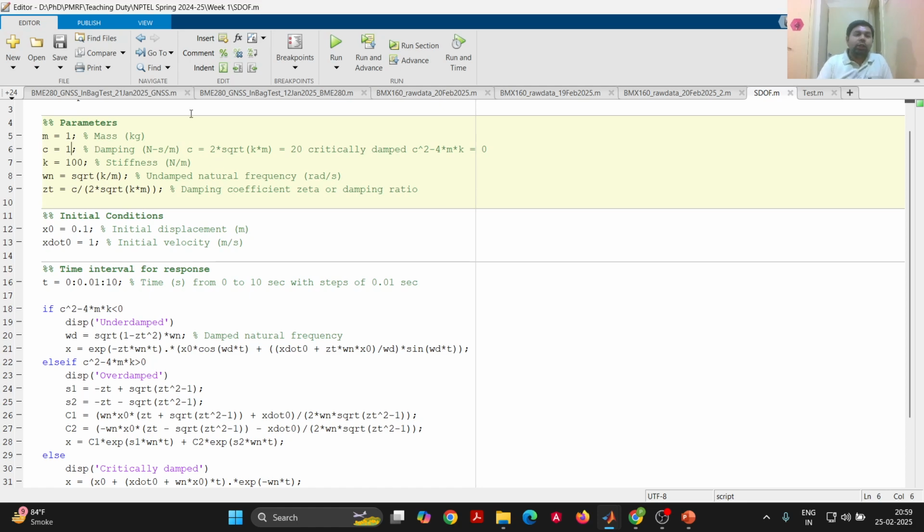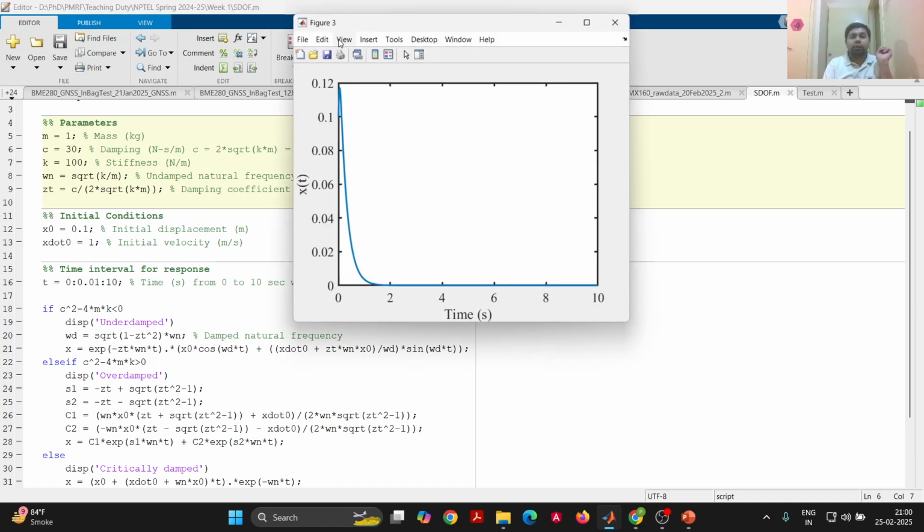Now let us increase our damping value to, let us say, 30, which is greater than 20. So we expect this to be overdamped, so we should not see any oscillations now. You can see that here the amplitude just increases. Our initial condition was an initial displacement of 0.1 and initial velocity of 1 meter per second. So we will see the slope and the initial condition as per whatever we supply.